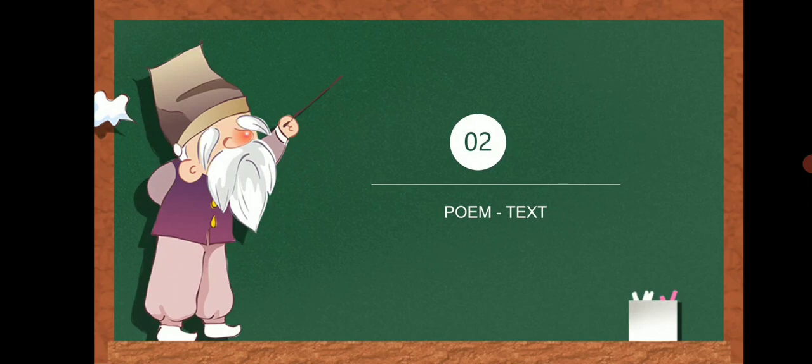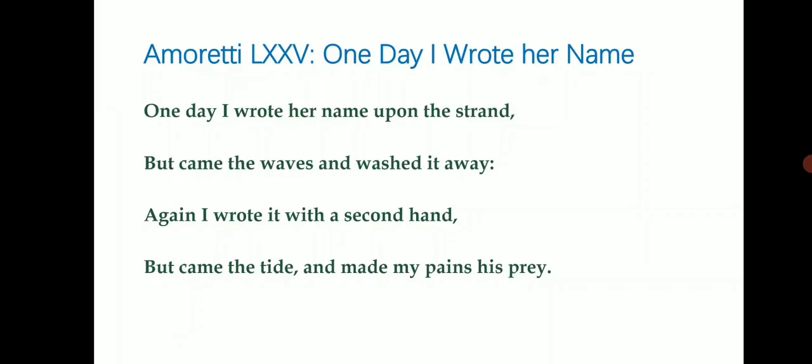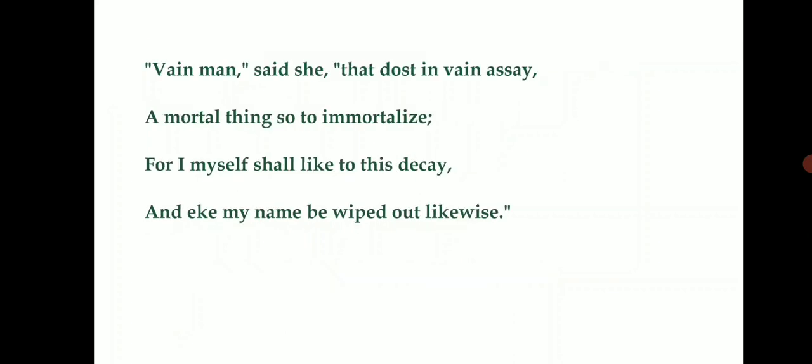And so now we are at the second part of our presentation, the poem. One day I wrote her name upon the strand, but came the waves and washed it away. Again I wrote it with a second hand, but came the tide and made my pains his prey. Vain man, said she, that dost in vain assay a mortal thing so to immortalize, for I myself shall like to this decay, and eke my name be wiped out likewise.